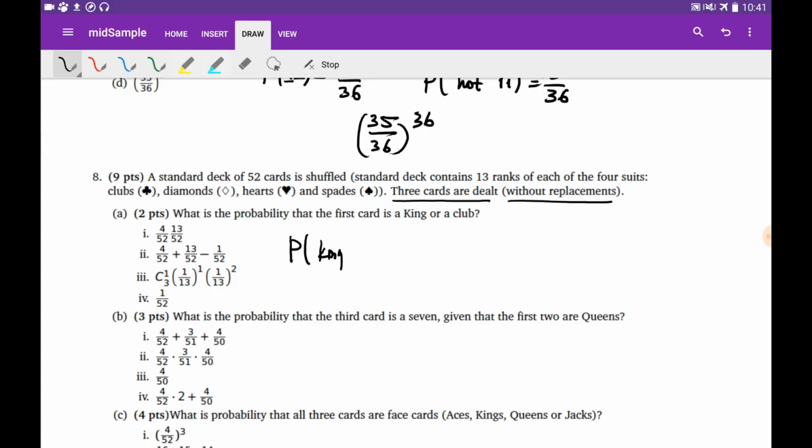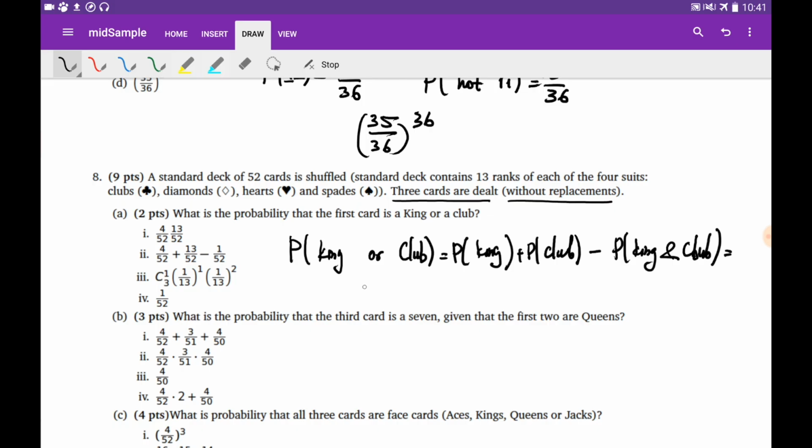So the king or club is going to be the probability of choosing a king for the first trial, plus the probability of choosing any card which is a club, minus the probability of the king of clubs. What is the probability of choosing any king? There are 4 kings, 52 cards. It's going to be 4 over 52 plus, what is the probability of choosing any card which is clubs? There are 13 different club cards, and there are 52 cards. So the probability is 13 over 52 minus, what is the probability of choosing the card which is king and club?